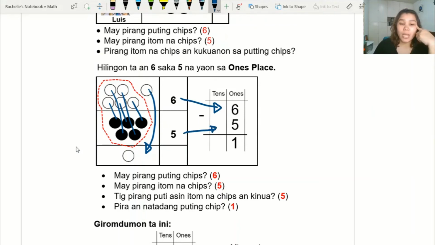Where did you get 1? Ito yan. So, itong natira, this is the answer. So, we have 6 minus 5 equals 1.